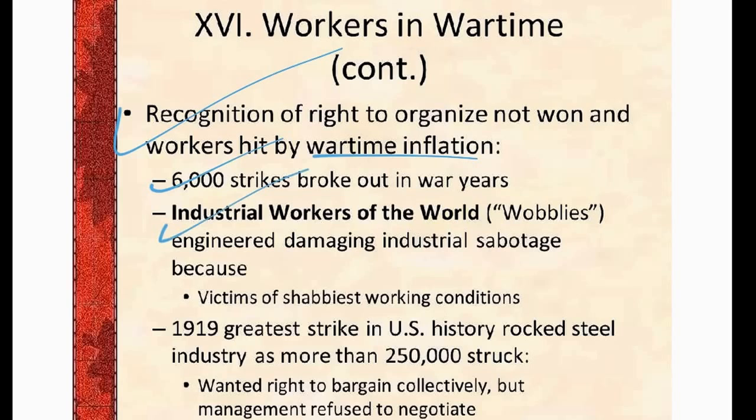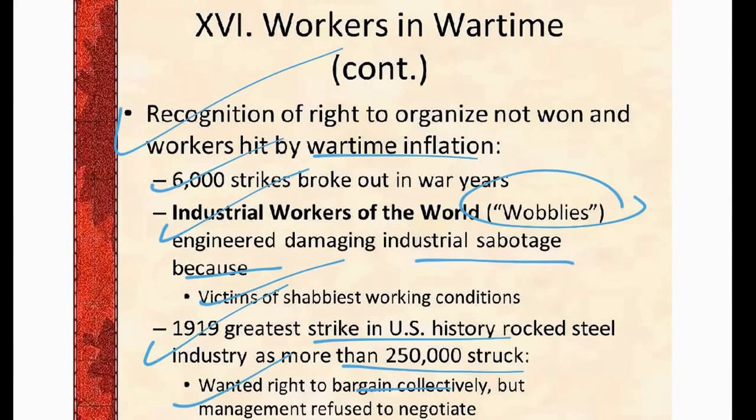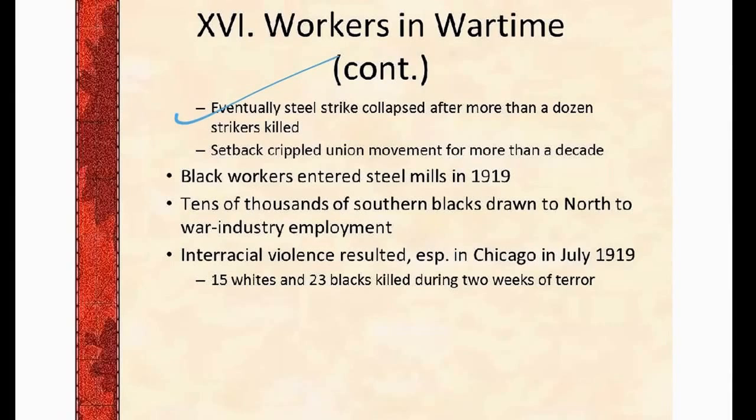The Industrial Workers of the World, often called the Wobblies, engineered damaging industrial sabotage because they were the victims of the shabbiest working conditions. In 1919, the greatest strike in U.S. history rocked the steel industry as more than 250,000 people struck. They wanted the right to bargain collectively, but management still refused to negotiate. Eventually, the steel strike collapsed after more than a dozen strikers were killed, and the setback crippled the union movement for more than a decade.